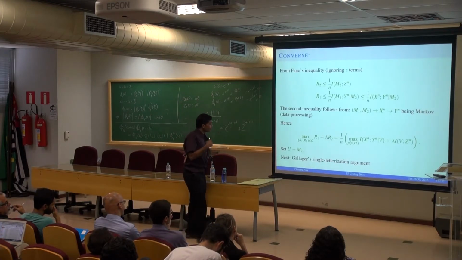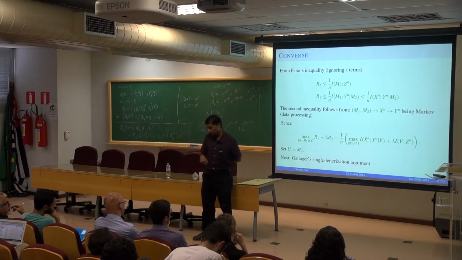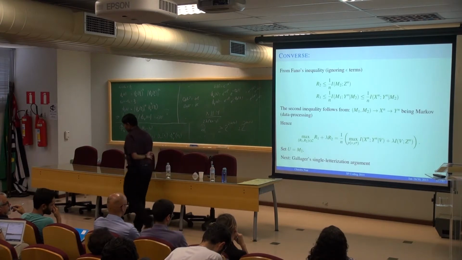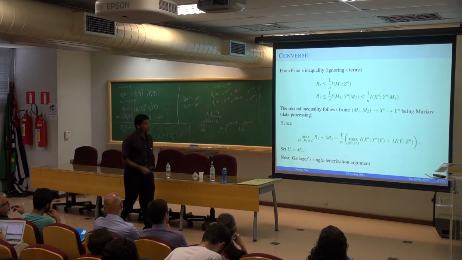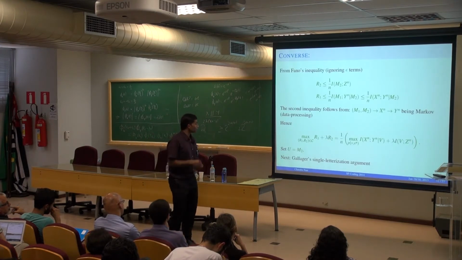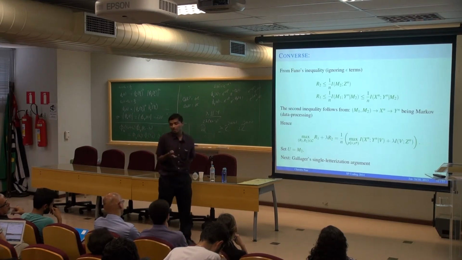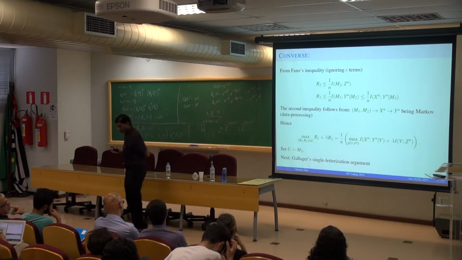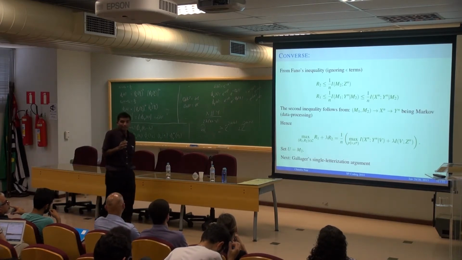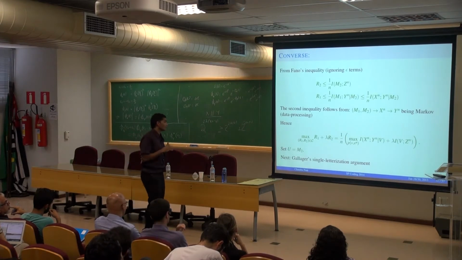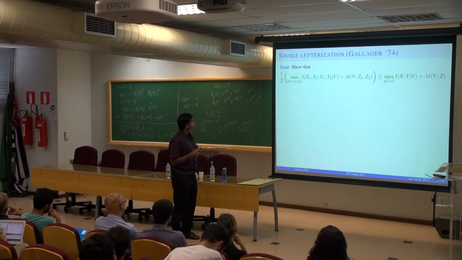So in the next slide, I'm going to show a single-letterization argument by Gallager. It's really the only technique that we know to prove converses or upper bounds to such expressions. He developed this in '74, forty years now, and we don't really know any other technique. It's really the only technique we know. Okay, how do we show this?